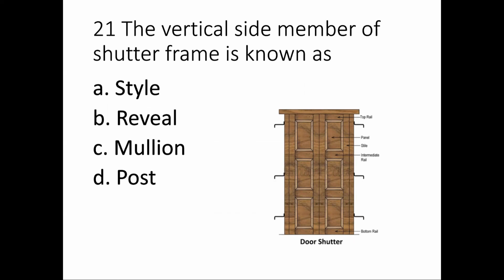Next question. The vertical side member of shutter frame is known as, A stile, B reveal, C mullion, D post. Answer is A stile. The different portions are given.